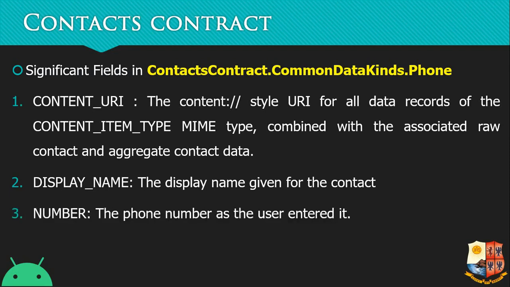The last one is the number. The phone number as the user has entered it. So these are the three things which I'll be fetching in tomorrow's class. From where will I fetch the content URI, display name and number? From ContactsContract.CommonDataKinds.Phone. If you have not understood it, please revise this slide once again when I put the video. Let me continue.